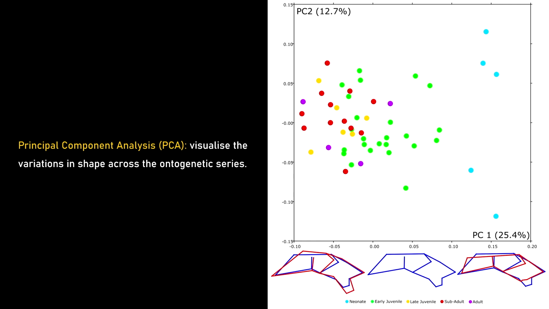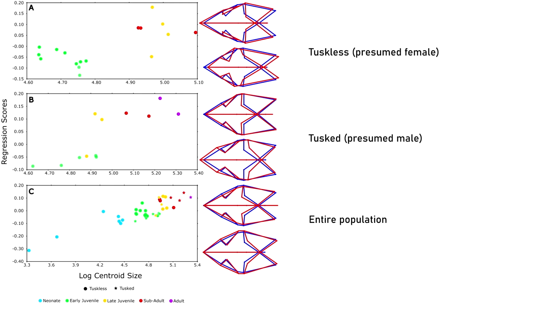So in simplistic terms, this is the easiest kind of analysis we can do. It's a principal component analysis. And all it's showing here is that through ontogeny, shape is changing. So we see that smaller animals and bigger animals have different shaped crania, not just different sized crania. But what's really interesting about Diictodon is that they actually have different morphotypes. Some of them are tusked and some of them are tuskless.